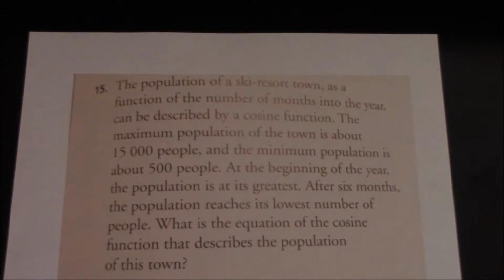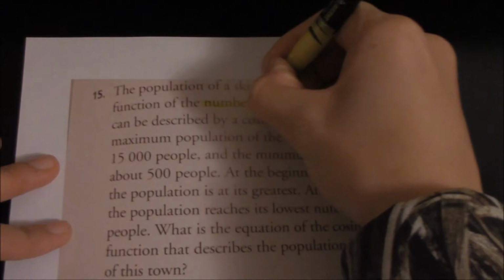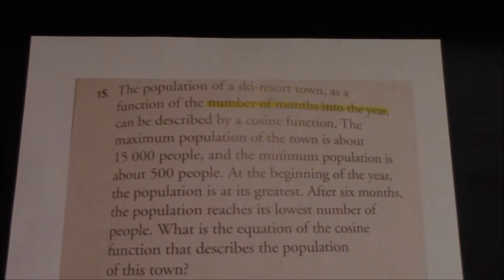Now that we know that this question is from unit number 4, trigonometric functions, let's go through the question one more time and highlight the key areas that are going to help us solve it. The population of a ski resort town as a function of the number of months into the year can be described by a cosine function. Right there, it says number of months into a year. That is our time period. That's really important, because that is our period and it's going to help us find our b value.